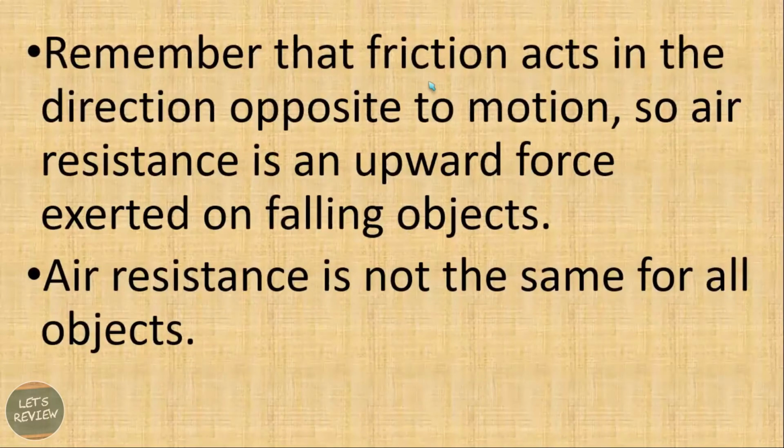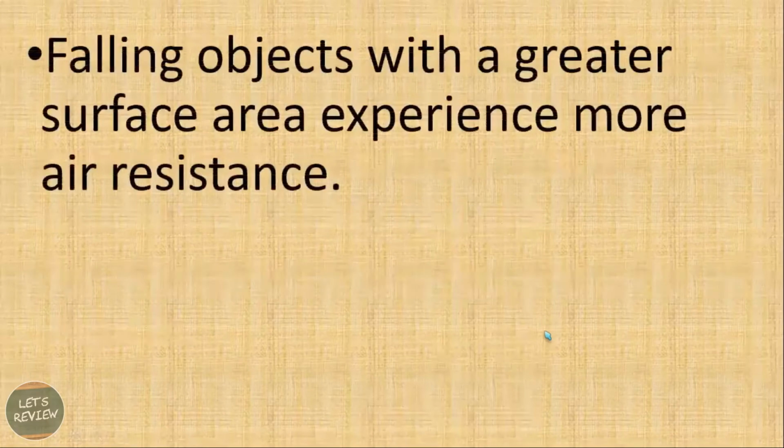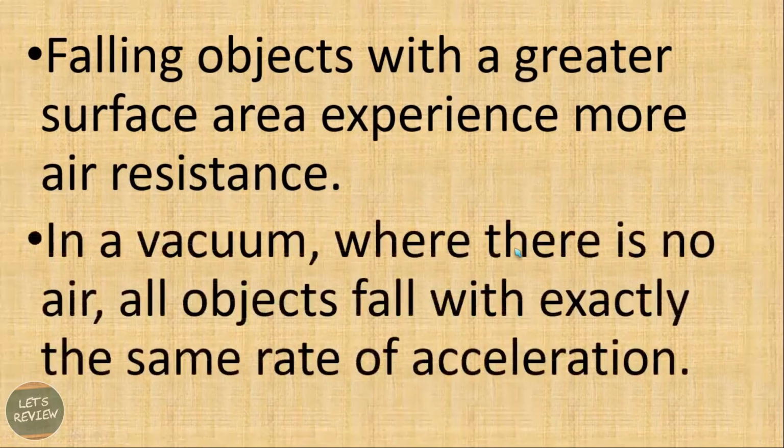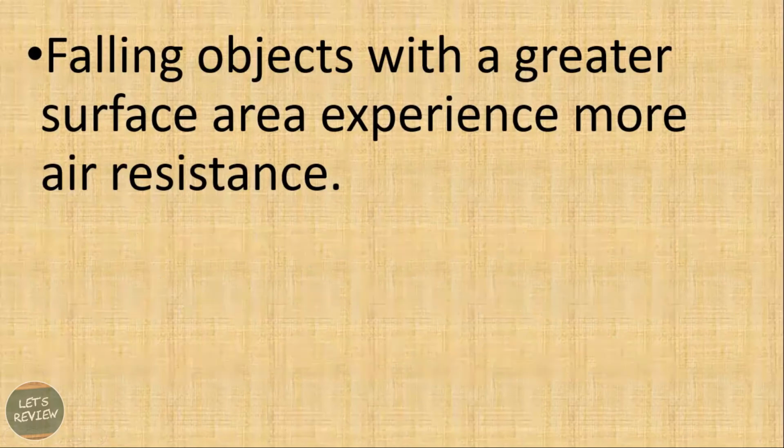So remember that friction acts in a direction opposite to motion. So air resistance is an upward force exerted on falling objects. Air resistance is not the same for all objects. Always remember that. Falling objects with a greater surface area experience more air resistance. Like, let's say, paper. It has a greater surface area than a feather, so it will have more air resistance force acting on it. But in a vacuum, where there is no air, all objects fall at exactly the same rate of acceleration.